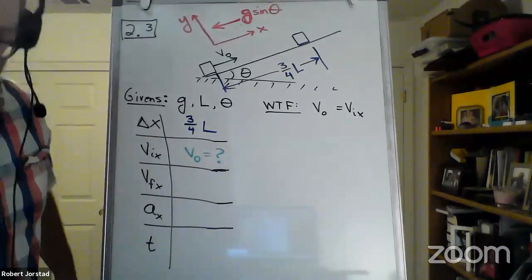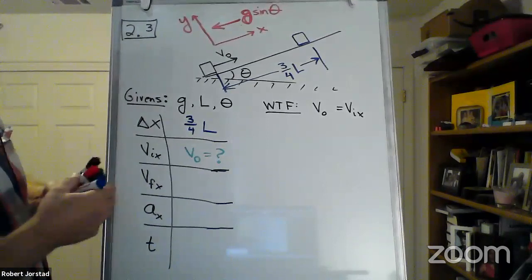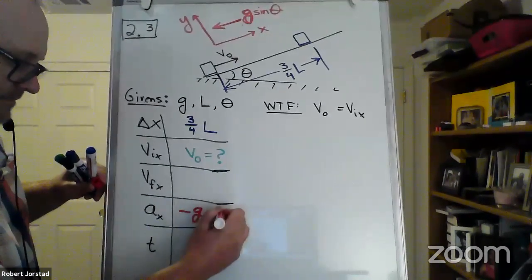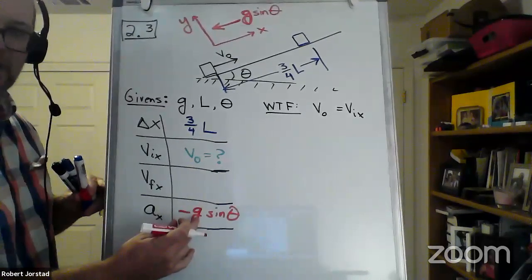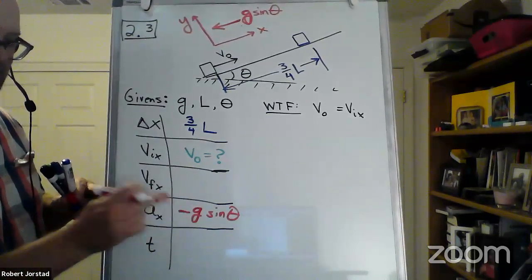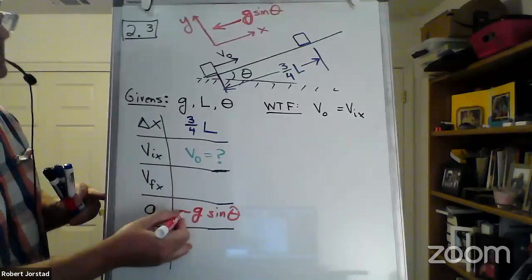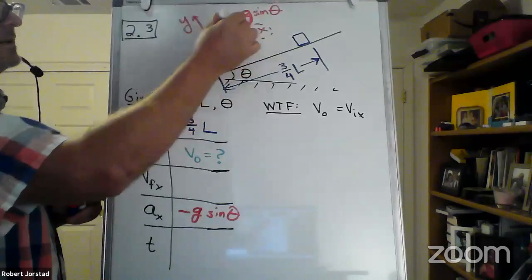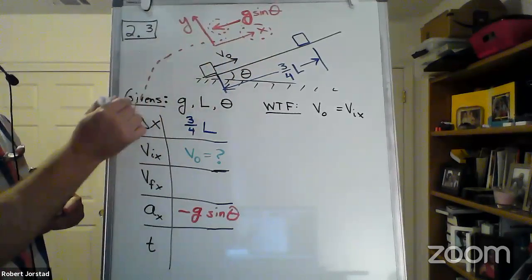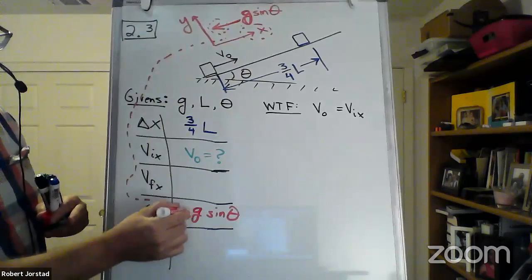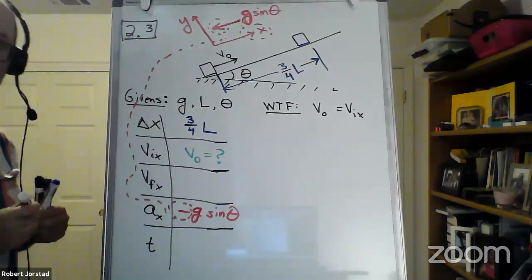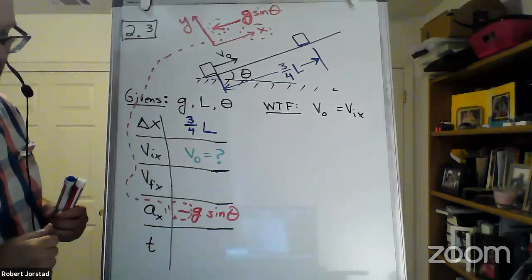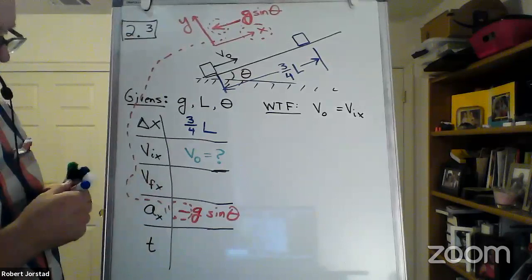All right, let's get back to it. So this should be negative G sine theta. G is always positive, always positive. The negative came from the arrowheads. Okay, that's where that came from, the negative sign. Do I know the time? I don't think anything told me the time, right?